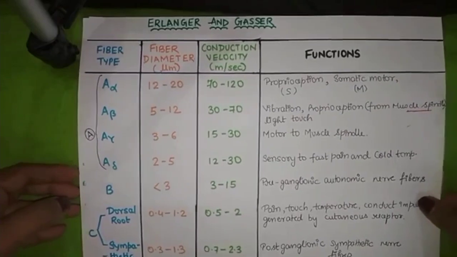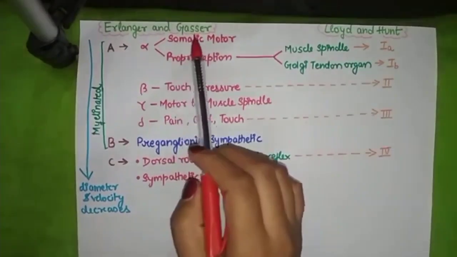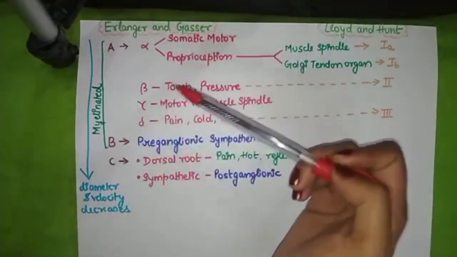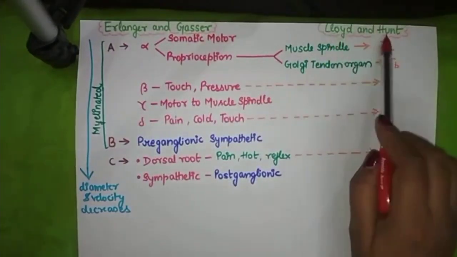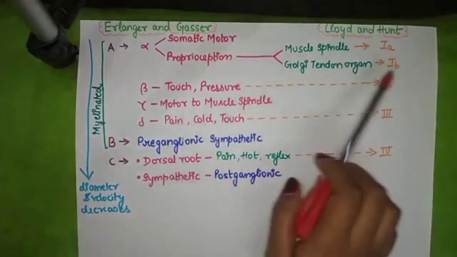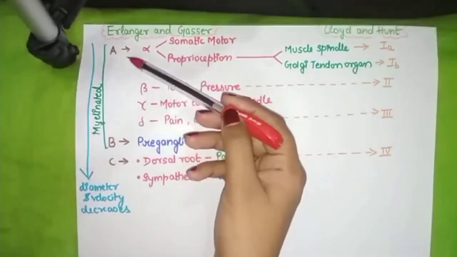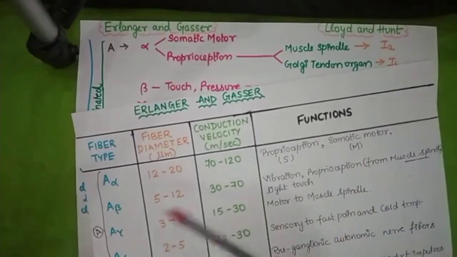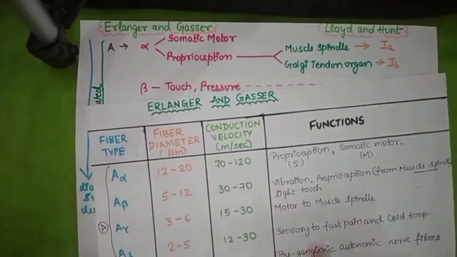Now let's discuss the Lloyd and Hunt classification. As I said previously, Erlanger and Gasser include all the nerve fibers: sensory, motor and autonomic. But Lloyd and Hunt only included classification for sensory type of nerve fiber. So here we'll be doing a comparison. For Erlanger and Gasser, we discussed A, B and C. We discussed previously that A alpha has sensory, A beta is pure sensory and A delta is also pure sensory.